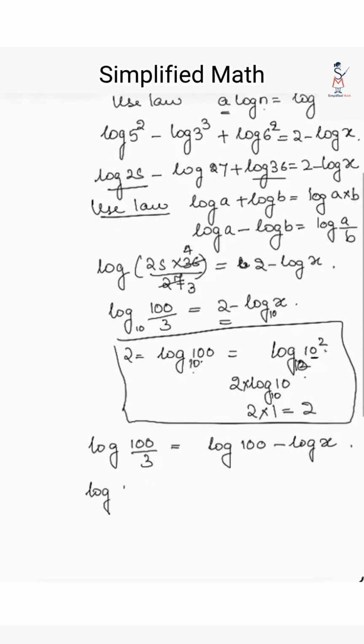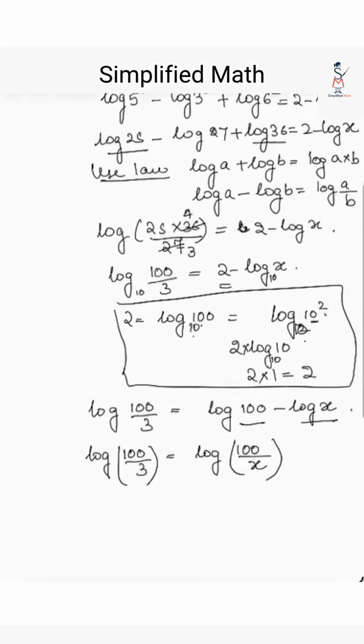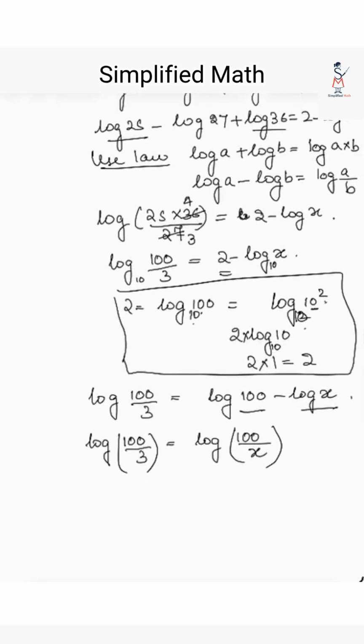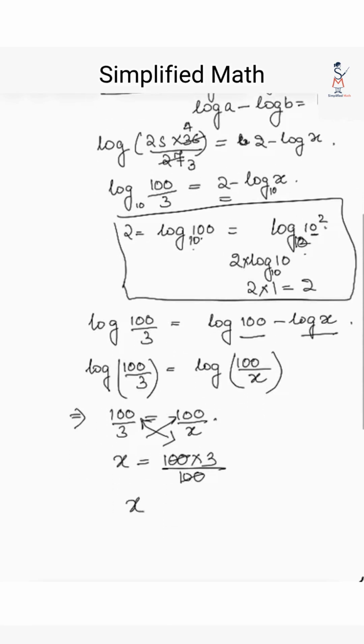So this is log 100 by 3 is equal to log a minus log b, which we have learned is log 100 by x. Now both the places there is log, so we can say 100 by 3 is equal to 100 by x. Fine. So x goes up, 3 goes here, and 100 comes down. Cross multiply, that is 100 into 3 upon 100, and the value of x that has come out is 3. Fine. This is how we do it.